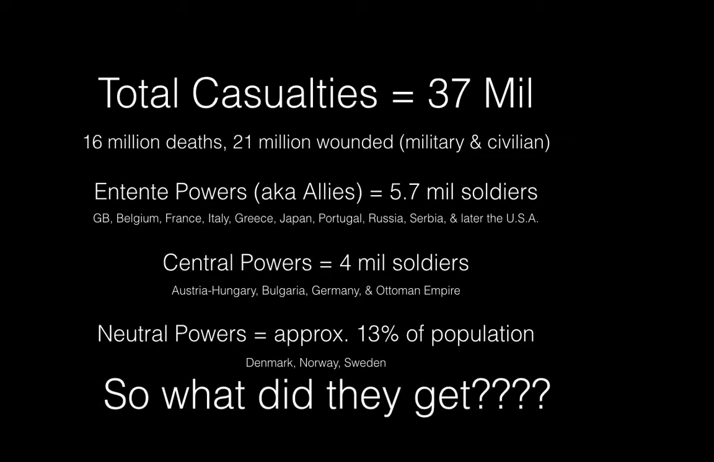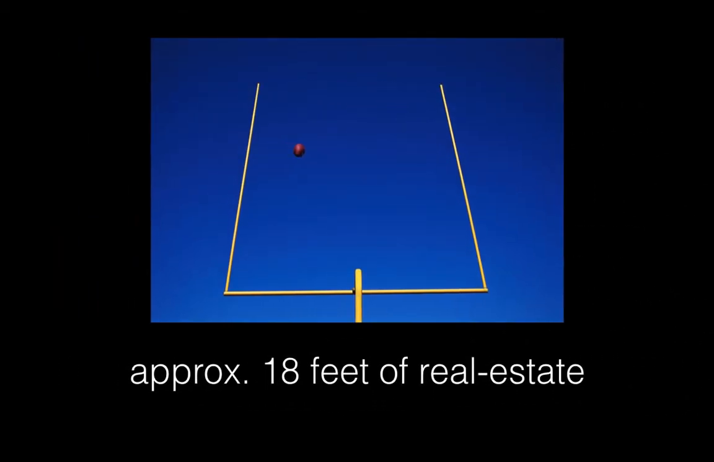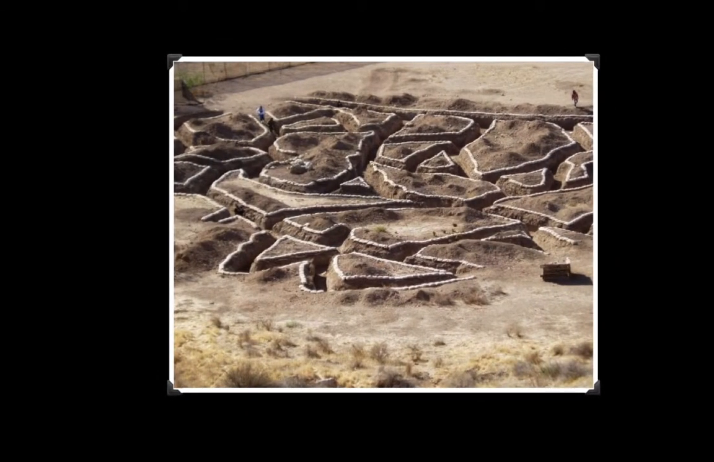So what did they get out of 37 million casualties? What actually did they get in this war? Basically, what they got is about 18 feet of real estate. Now, a goalpost, if I'm not mistaken, is 18.6 or 18 something. It's a little bit more than 18 feet, but it gives you an idea of approximately how much real estate they're fighting over at any one given time. And that is mainly due to the concept of trench warfare.